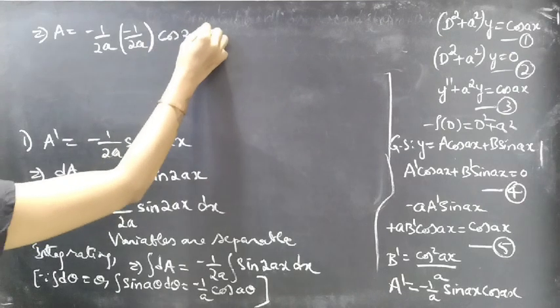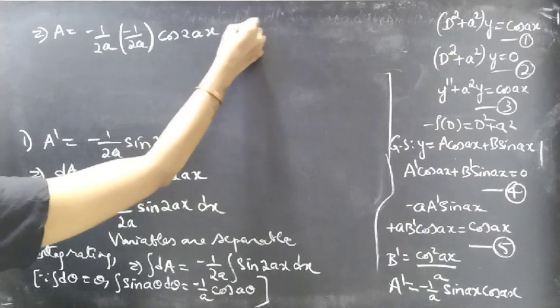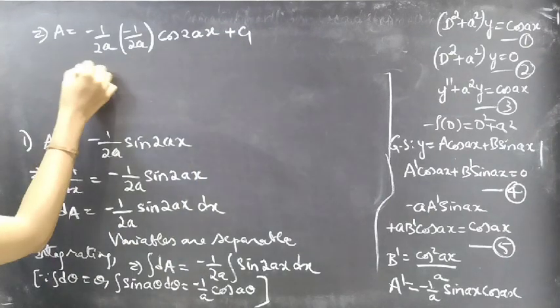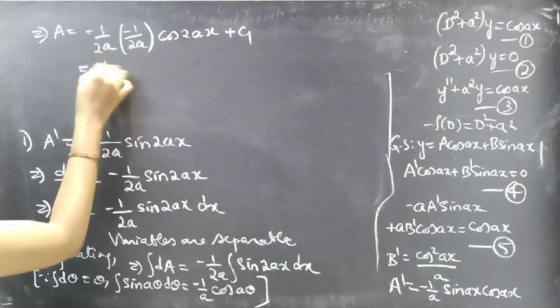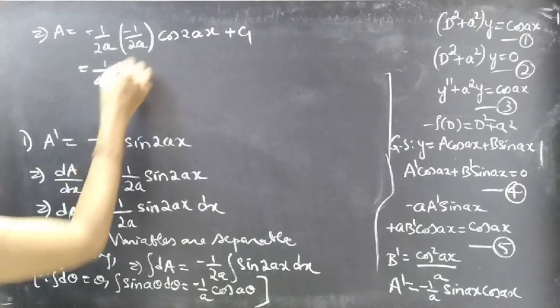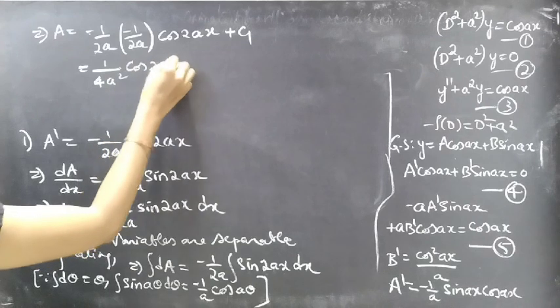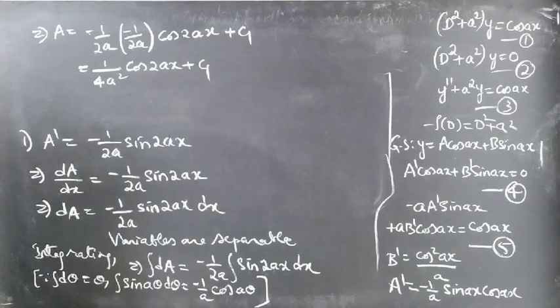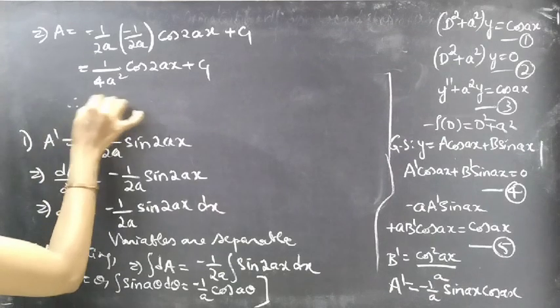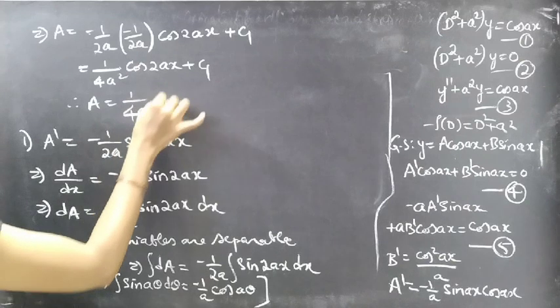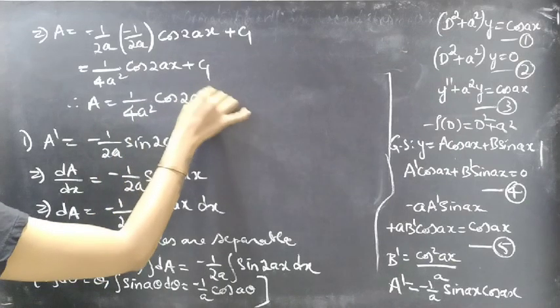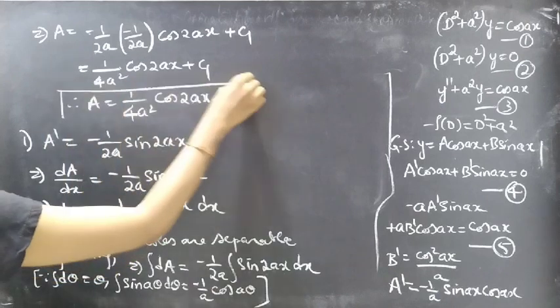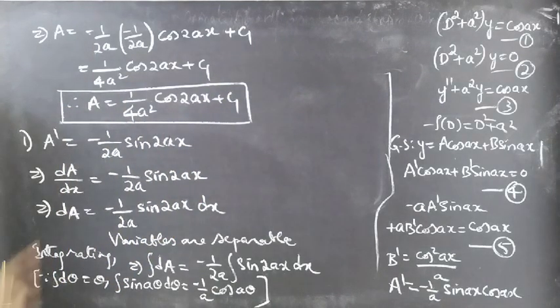cos 2ax plus some integral constant, say c1. This is equal to minus into minus plus 1 by 2 twos of 4a square cos 2ax plus c1. Therefore, A equals 1 by 4a square cos 2ax plus c1. We got A from A dash. Let's now find B from B dash.